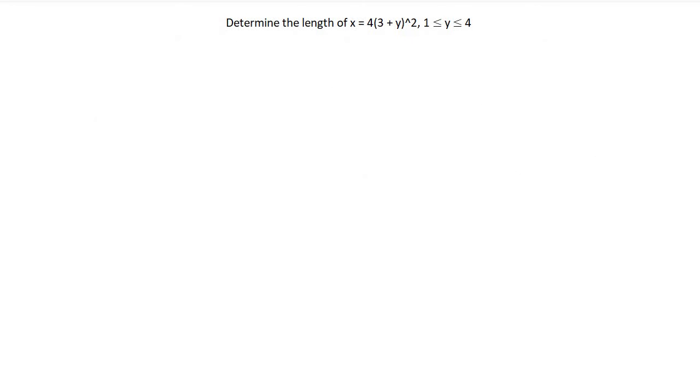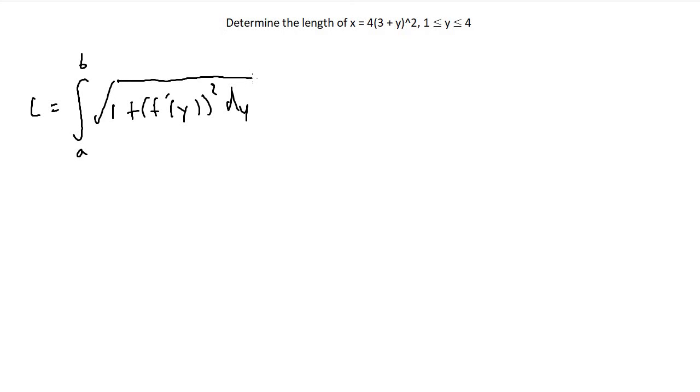So the second question asks to determine the arc length of x equals 4 times 3 plus y squared from the y bounds of 1 to 4. So notice that it is giving the y bounds, so we have to put everything in terms of y. So once again, I'll rewrite the arc length formula. From a to b of the square root of 1 plus f prime of y squared dy. So once again we have our y bounds of 1 to 4.